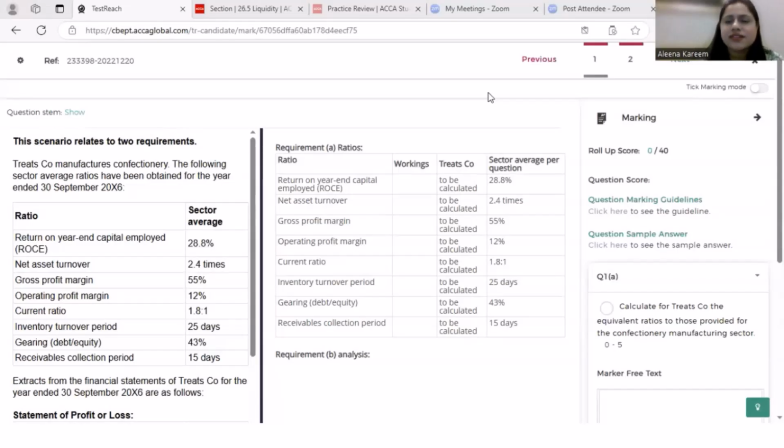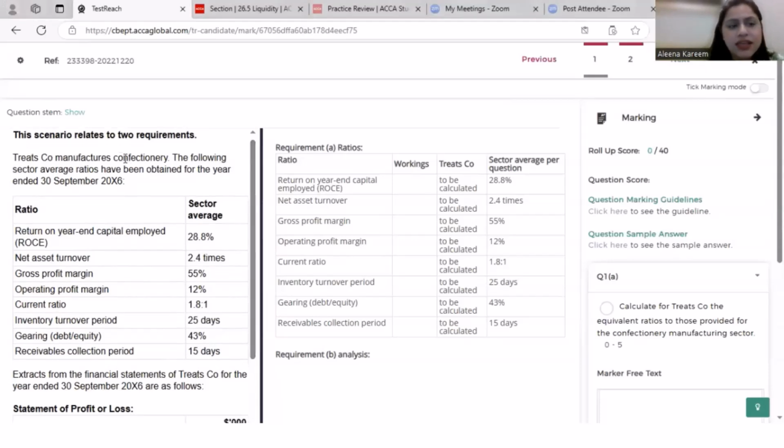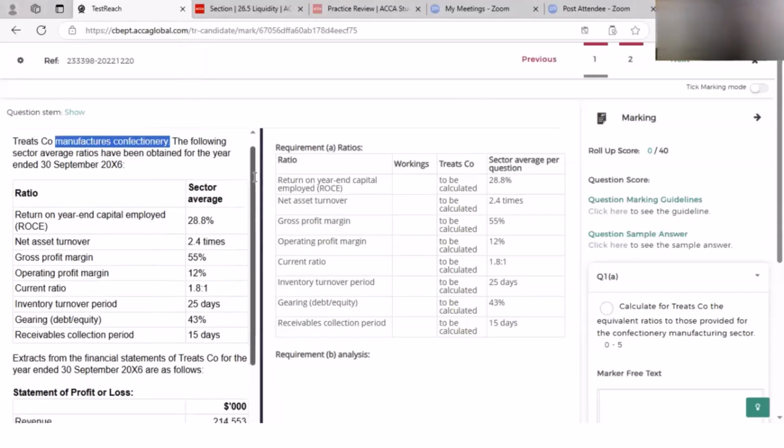Now, over here, this is a past exam paper question. You can see treats company. It is telling you in the very first line what the nature of the company is. Why? Because it matters. It impacts the ratios.